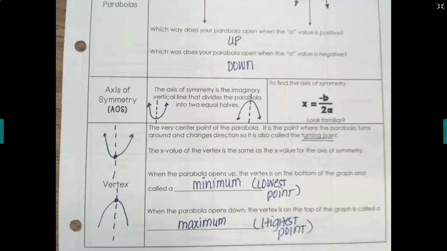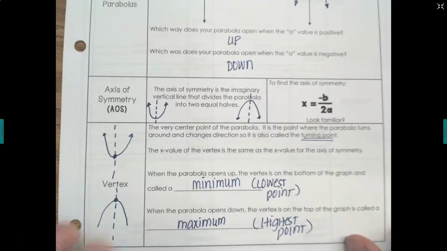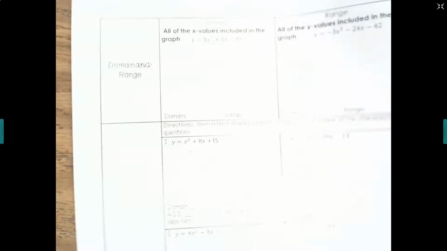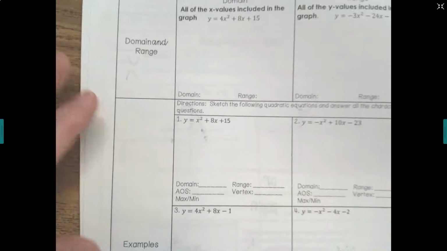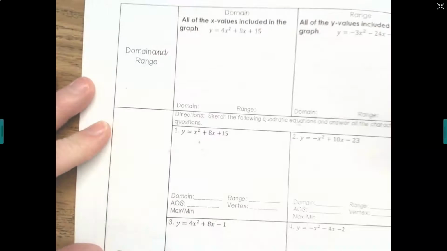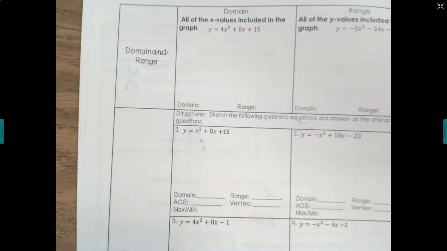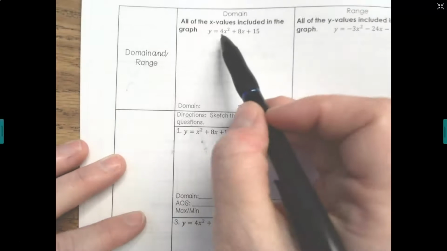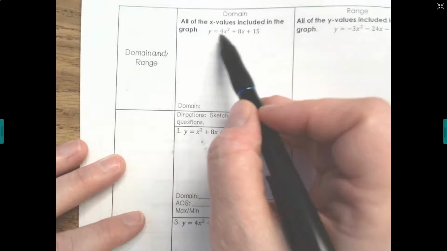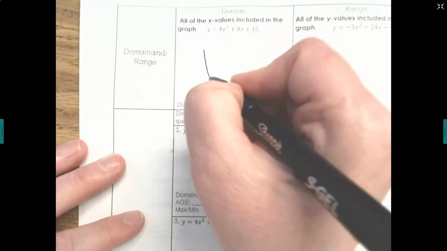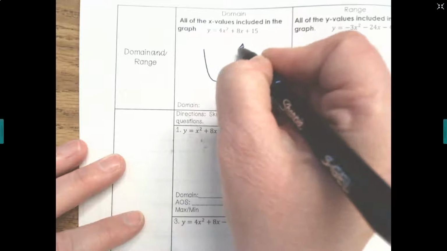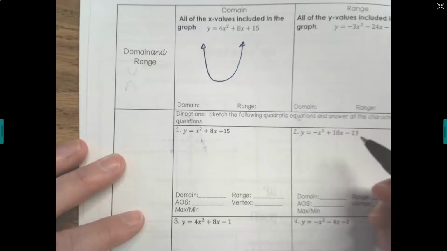Okay. One last thing we have talked about previously, but we're going to apply to our quadratics here, is our domain and range. Okay, so remember, domain is all the x values and range is all of the y values included in the graph. So we're going to kind of put a bunch of stuff together and see what we get. We're going to do a little sketch. This graph opens up because my a value is positive. So I'm just going to sketch an up facing parabola.